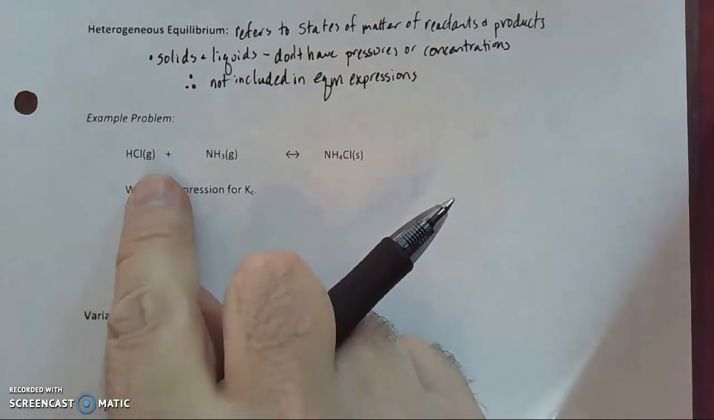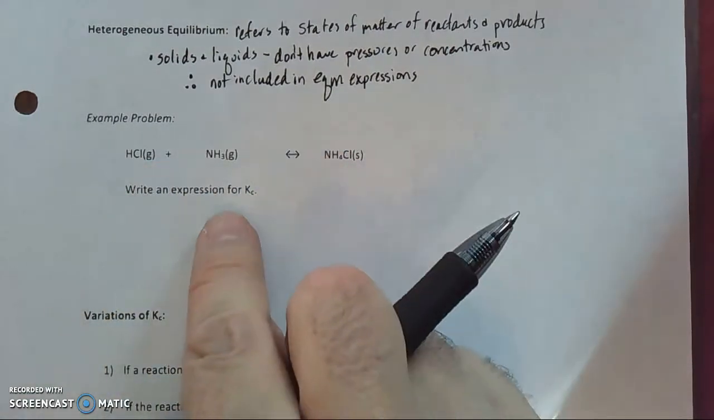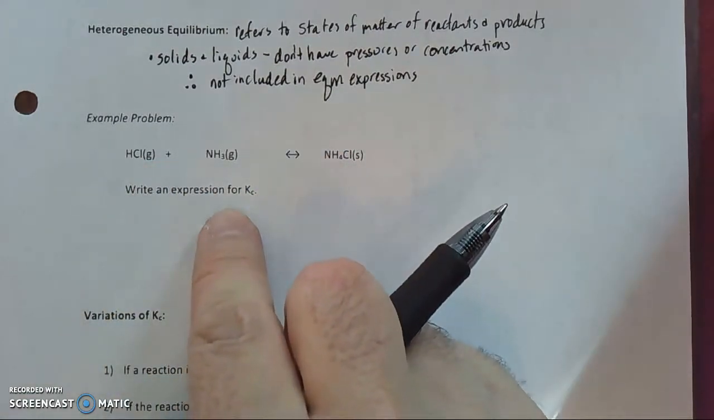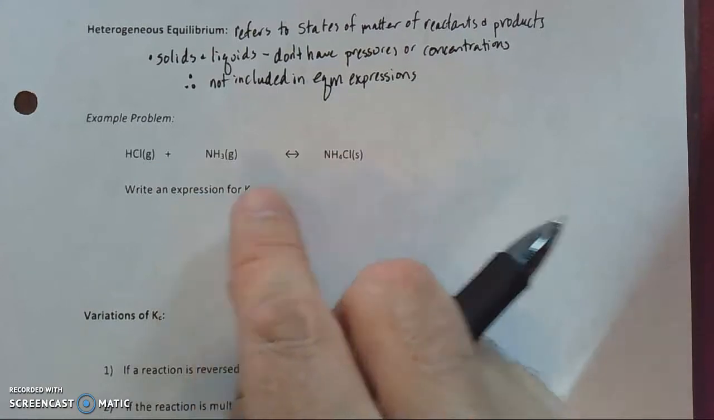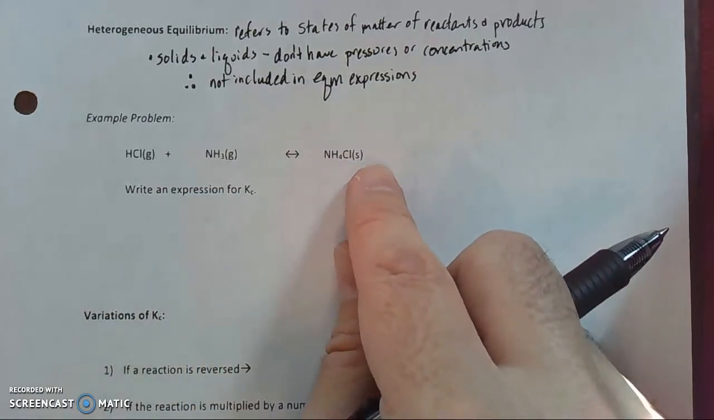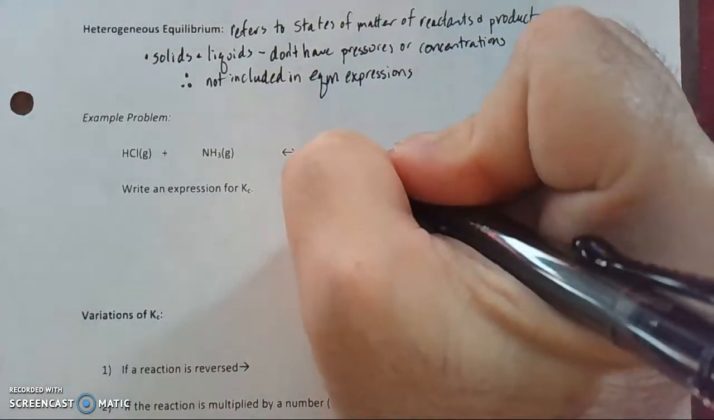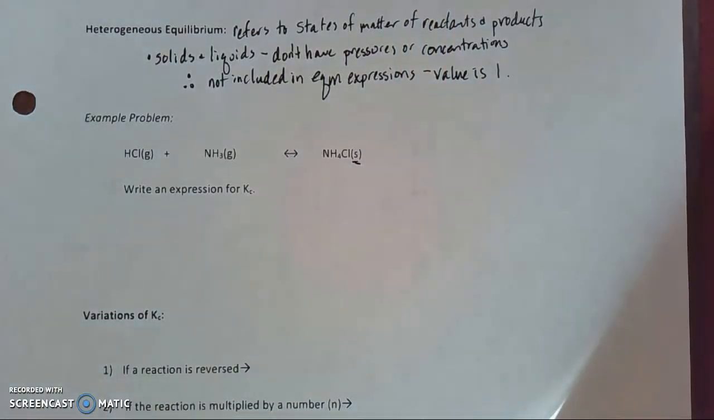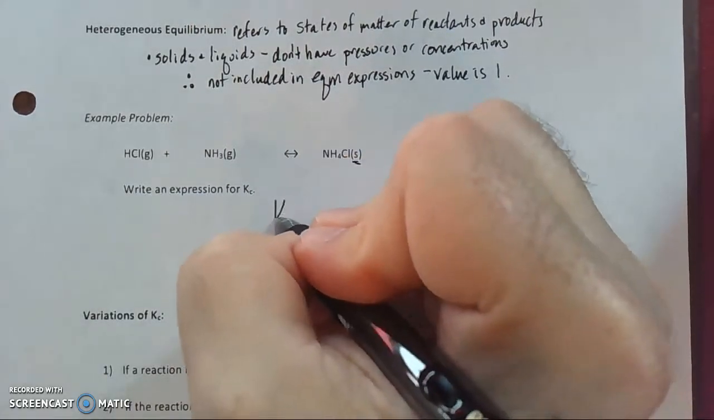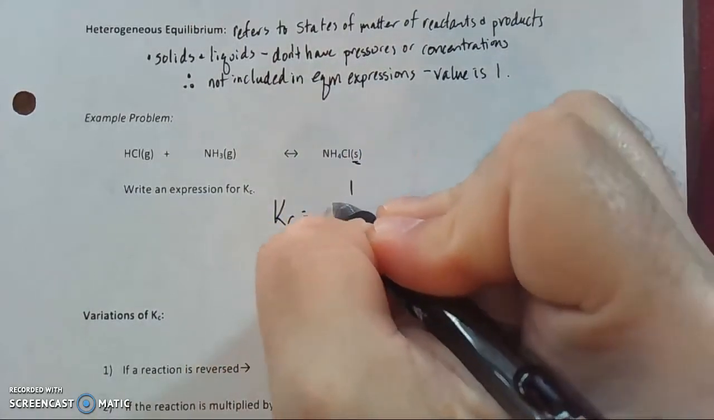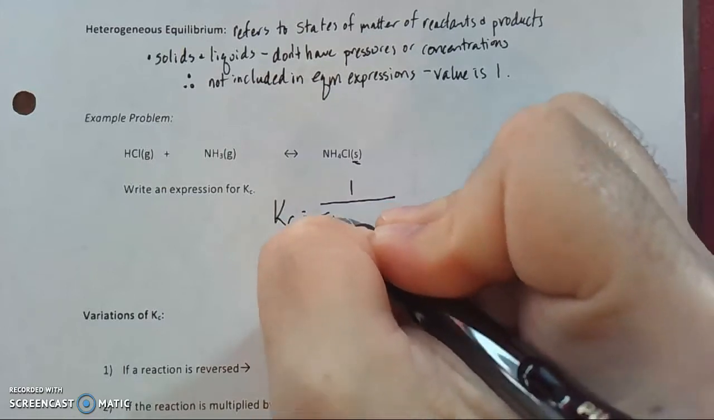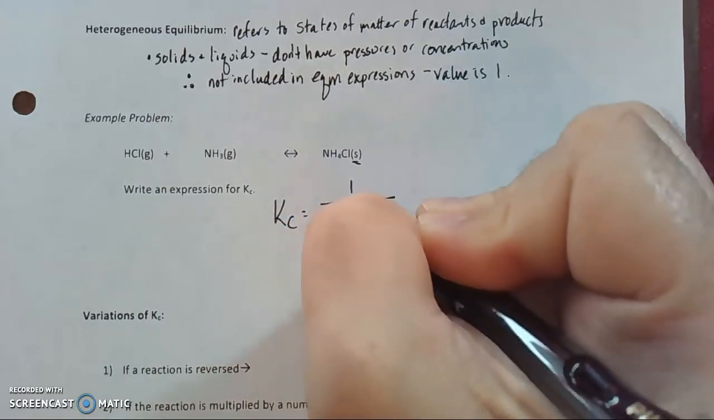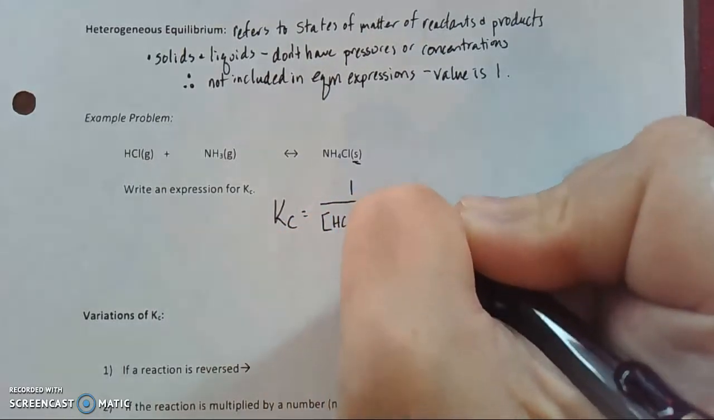So if we're given an equation like this and we want to write an expression for Kc, we do not include any solids. We would just say that the value is 1. So we substitute 1 in for whatever we would write for that substance. So Kc would equal 1 over the concentration of HCl to the first and NH3 to the first.